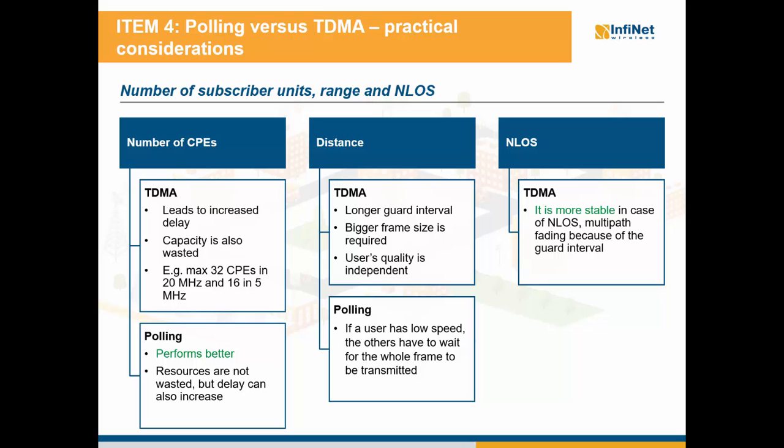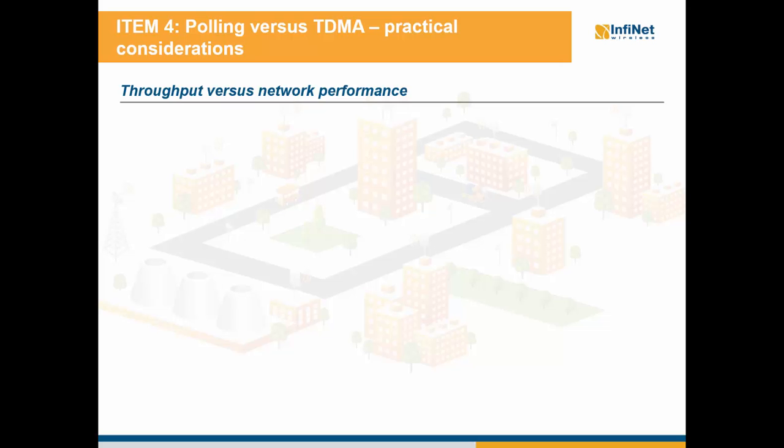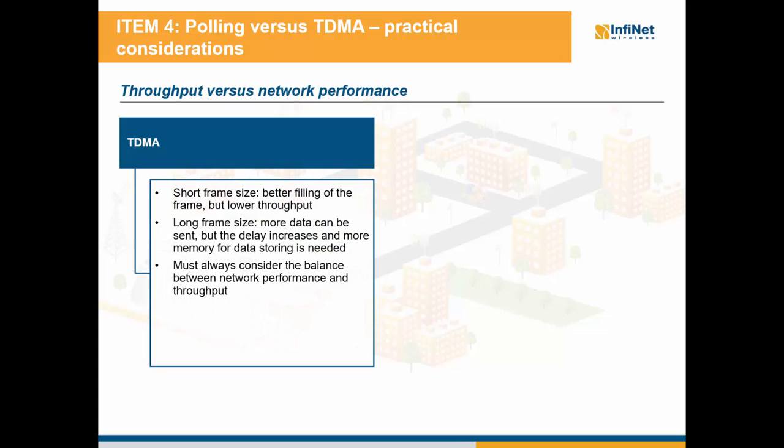Another aspect is throughput versus network performance. Since the TDMA frame is fixed, we need to avoid situations where there is not enough data to fill the frame, because in this case we have wasted capacity. This makes one think of using a shorter frame size, which solves this problem but decreases the actual throughput.